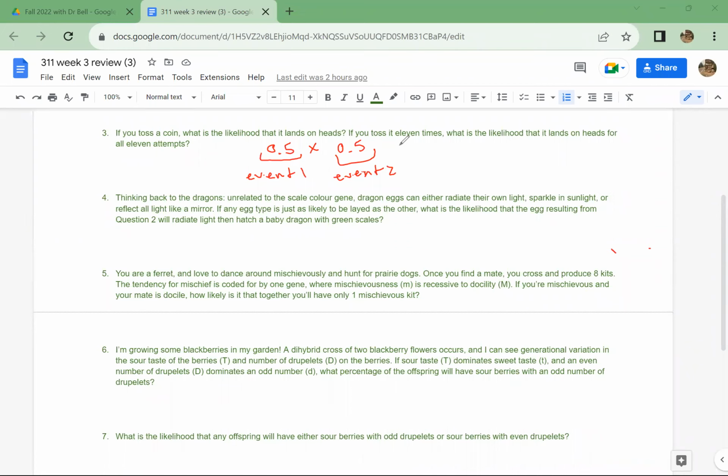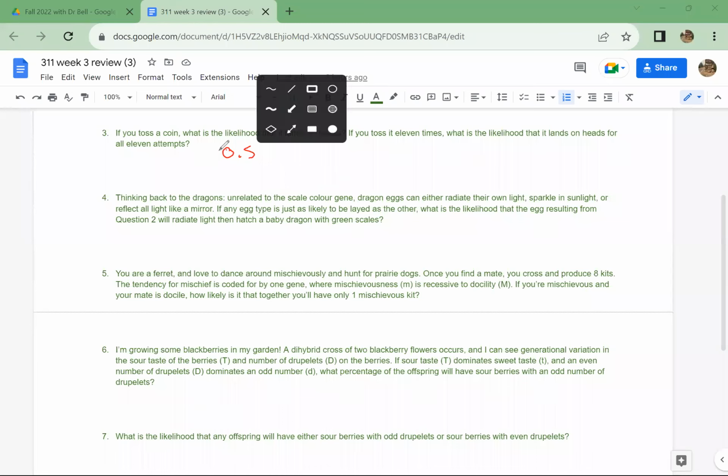So we multiply them together and that number becomes smaller. The probability that this happens twice is less. And so if we toss a coin, the base likelihood that it happens once is 0.5. Because if something has a probability of 1, it is going to happen all 1 times, or 100% of the time.